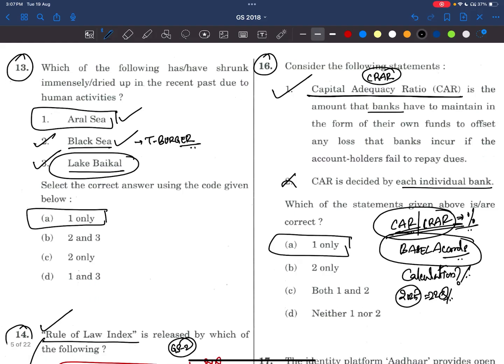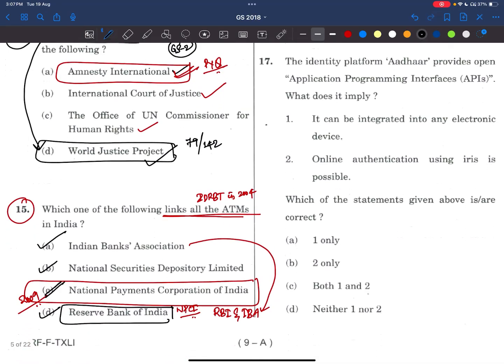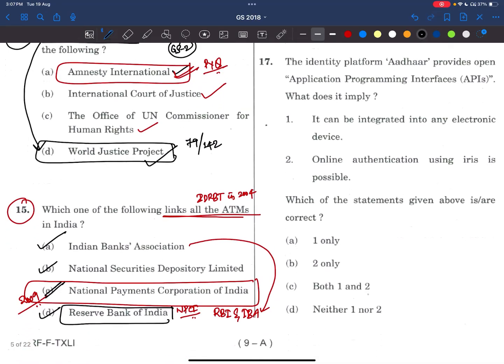Okay, coming to 17th question. Identify the platform. The identity platform Aadhaar provides open application programming interfaces. What does it imply? Okay, now see. It can be integrated into any electronic device. Of course, yes. Now we are doing the same, right?